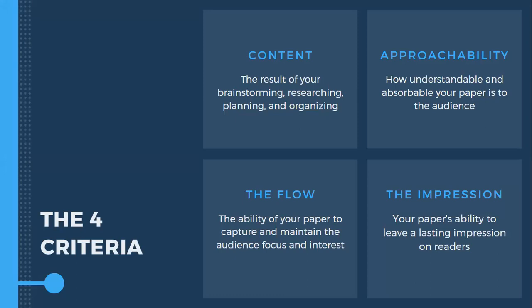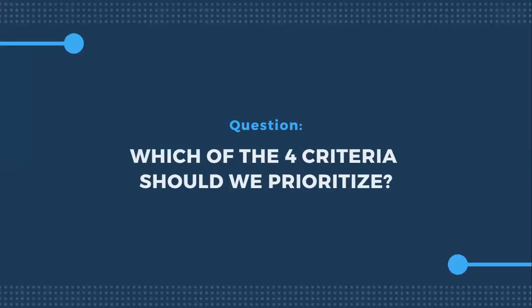The second criteria is approachability, which is how understandable your paper is to the audience. Third is the flow, which is how likely your paper is to capture and maintain the audience's focus and interest from start to finish. And fourth is the impression, which is your paper's ability to leave a lasting impression on the readers. Now, knowing these 4 criteria, which one of them do you think that we should prioritize?